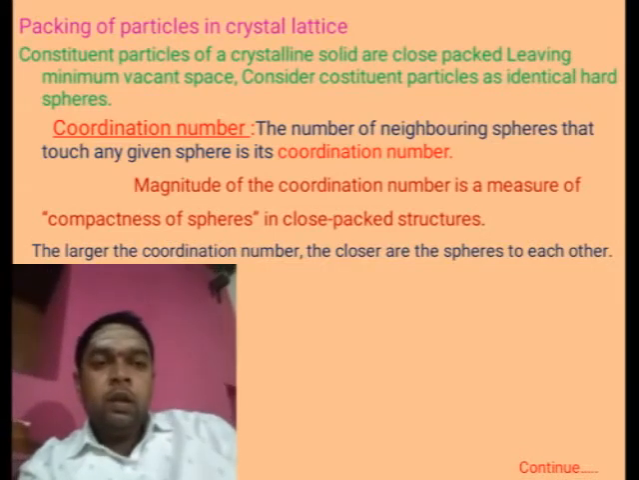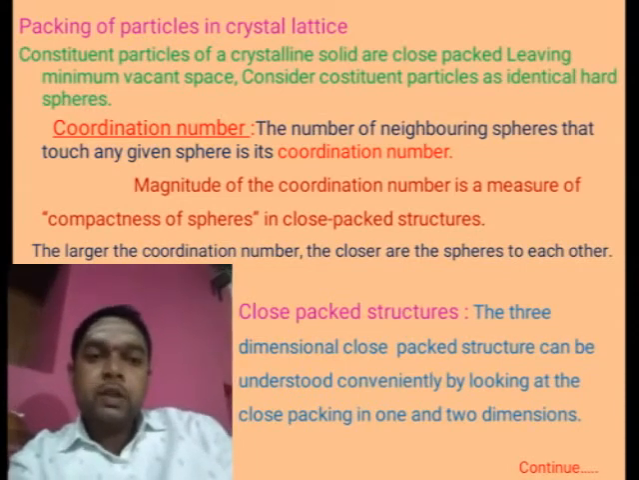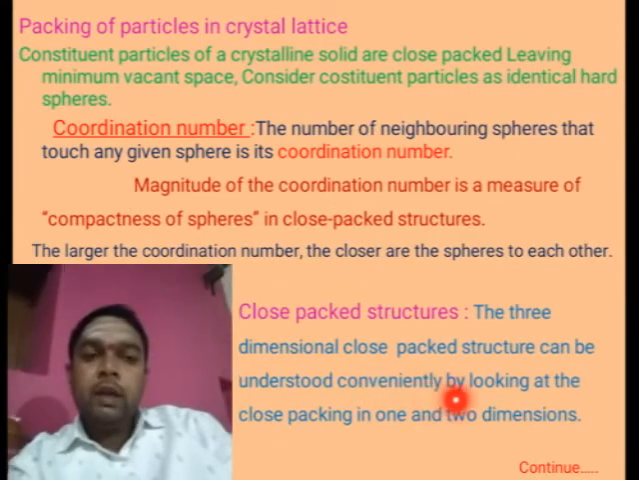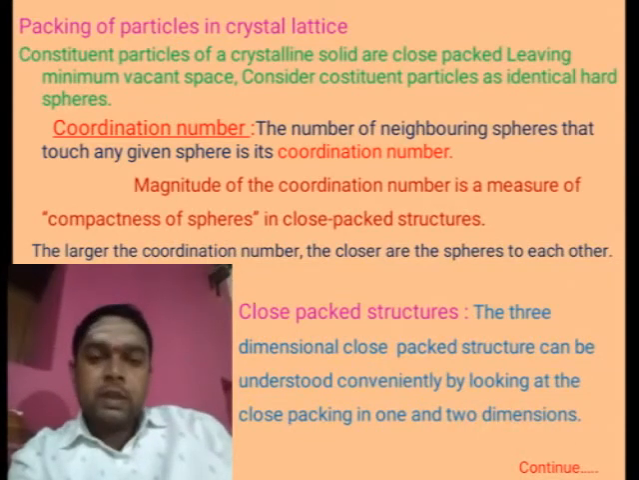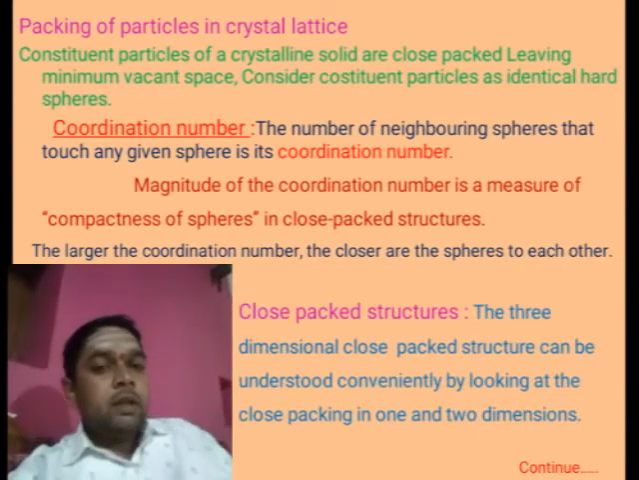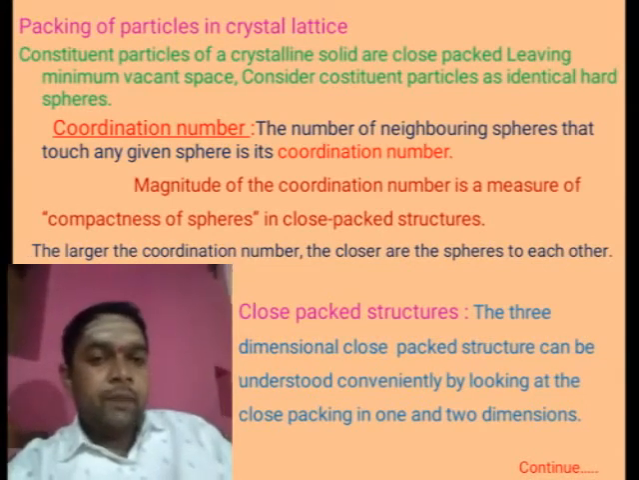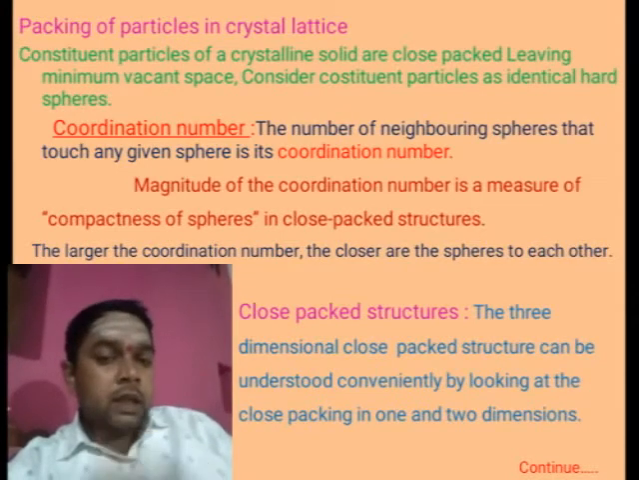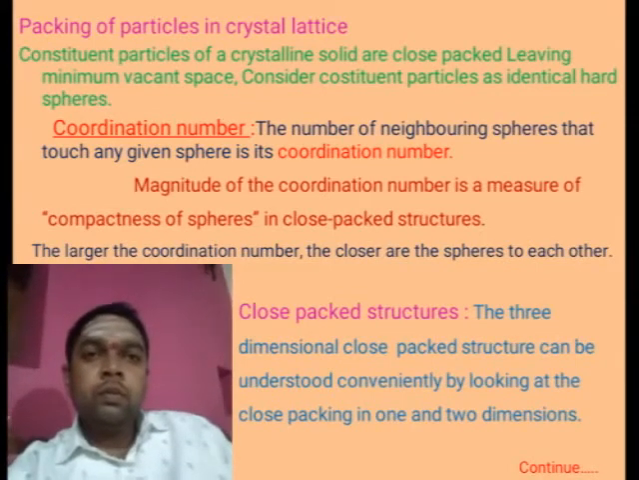Therefore, the next is the close packed structure. The 3-dimensional close packed structure can be understood conveniently by looking at the close packing in 1 and 2 dimensions. There are 3 types of packing: 1-dimensional packing, 2-dimensional packing, and 3-dimensional packing. The 3-dimensional packing structure is understood by using the 1 and 2-dimensional packing as shown below.